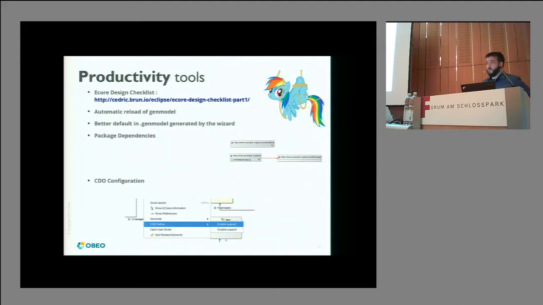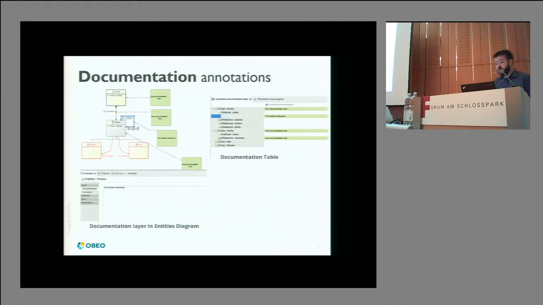So, as I mentioned, there's a reload of the gen model, and also now the wizard is picking better defaults when you create a new gen model, because it used to pick defaults based on EMF 2.7 or 8. If you have CDO in your target platform, then you can enable or disable the support of CDO directly from the diagram. That's also something which is pretty useful for beginners, let's say. So the documentation annotation with the layer or the table.